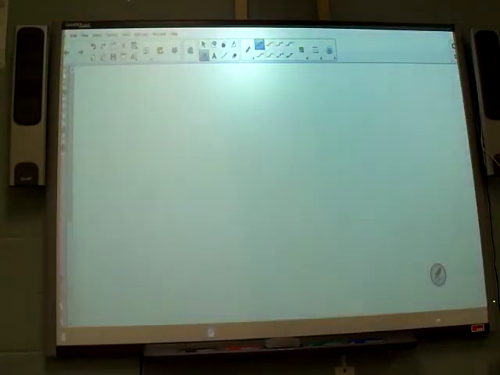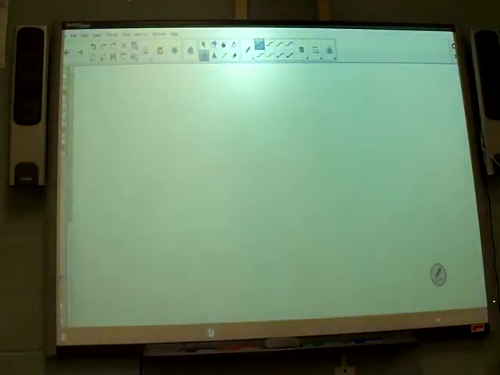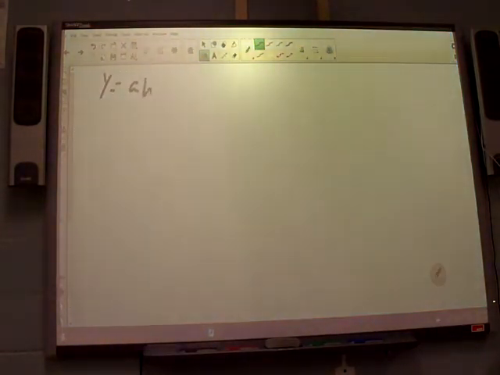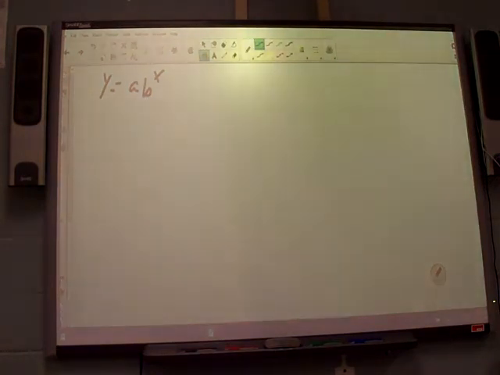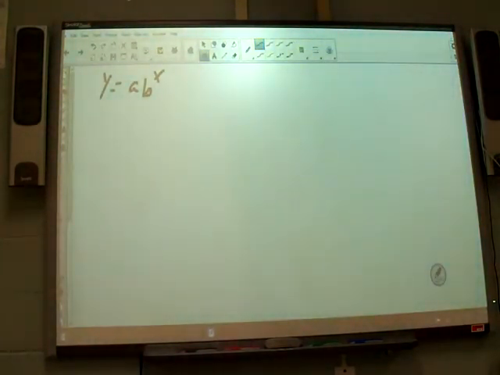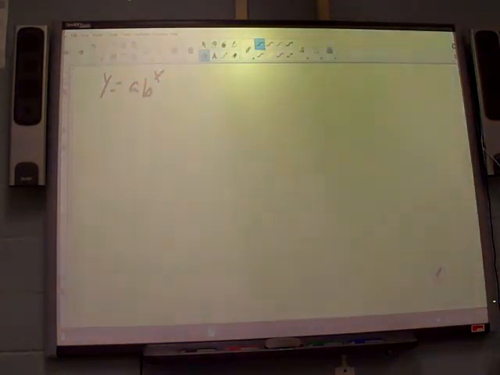Today is Thursday. This is what we did Tuesday in class, where we had to write the equation in the form y equals ab to the x. I gave you 2 points, and then we did one where we had a table and we got to choose our 2 points. So here you've got a table, you get to choose your 2 points.